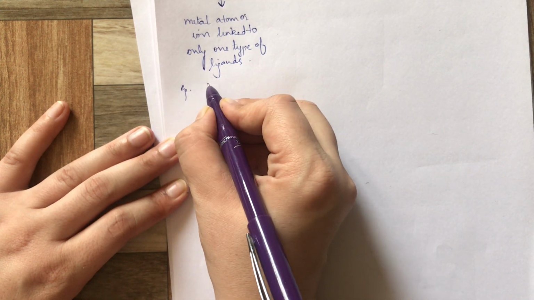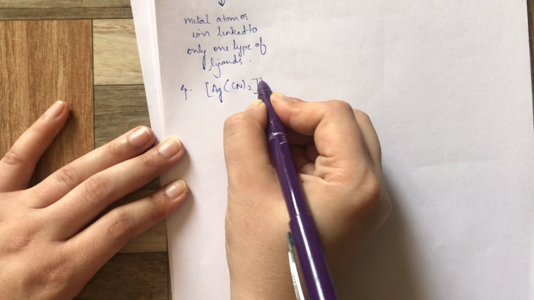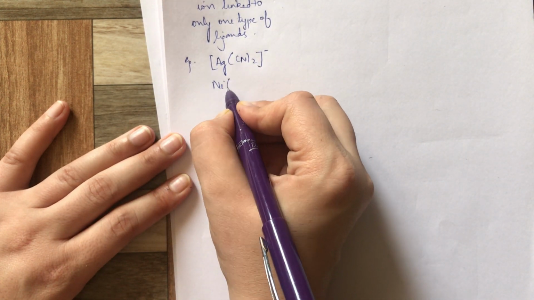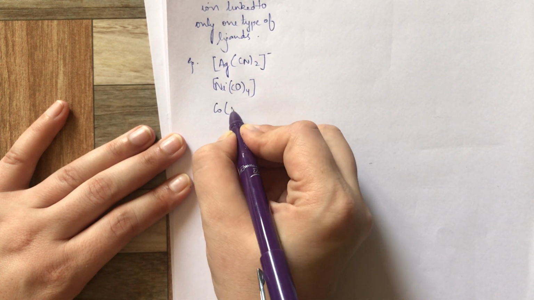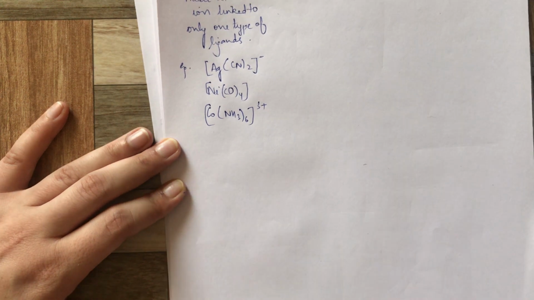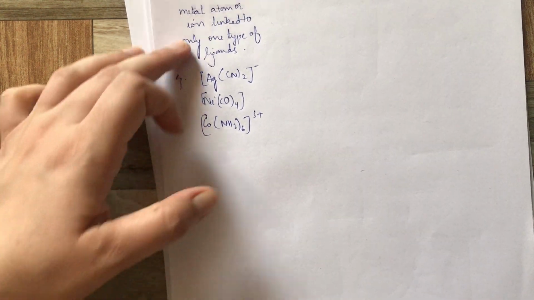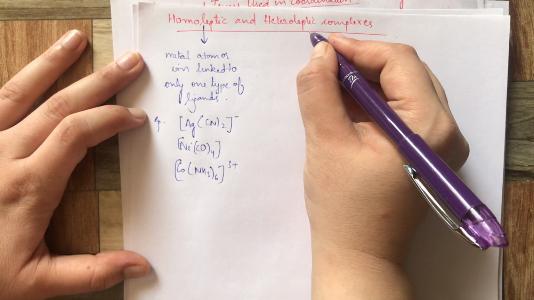For example, Ag(CN)2, Ni(CO)4, Co(NH3)6. Here the central metal ion is bound to the same type of ligand. So these are the homoleptic complexes.